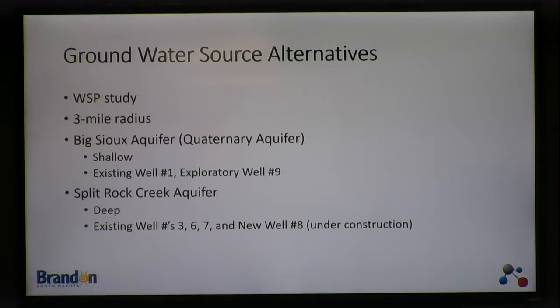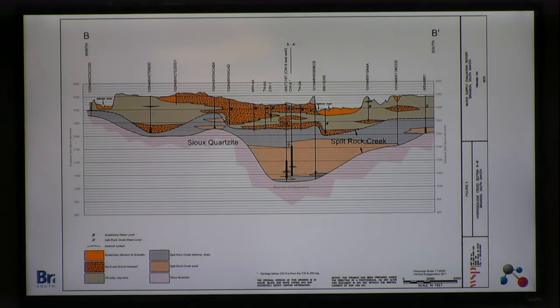It's a shallow aquifer. The existing well number 1 and the exploratory well number 9 for Brandon are in that aquifer. The Split Rock Creek Aquifer is deeper. It has existing wells number 3, 6, 7, and the new well number 8, which is under construction already in that aquifer. The beauty of their study is they supplied some great graphics, and I picked a couple of them out to enable us to understand what this looks like. Here you can see this lobe of aquifer material, and this is the Split Rock Creek Aquifer.